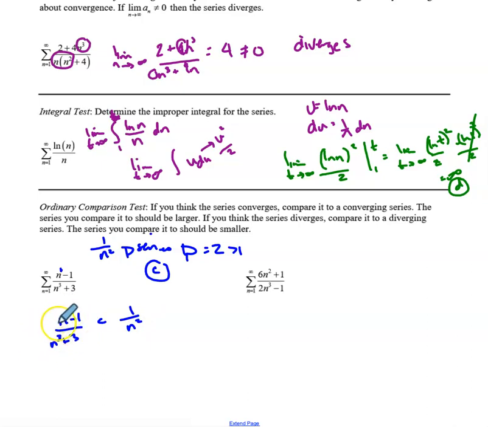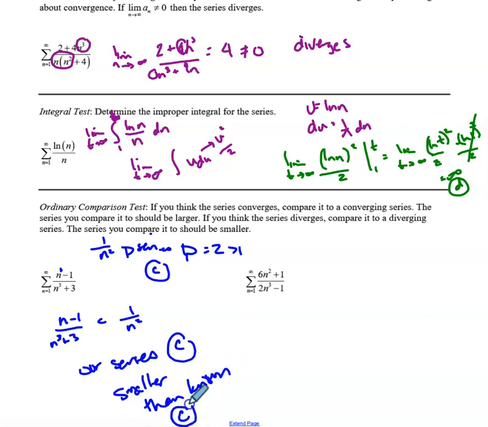We know that this series is less than because we've subtracted 1 from the numerator and we've added 3 to the denominator. So the numerator is smaller, the denominator is larger, and therefore our series also converges because it is smaller than a known convergent. Just remember, when you document these, you must document the comparison series and why you know it diverges or converges.